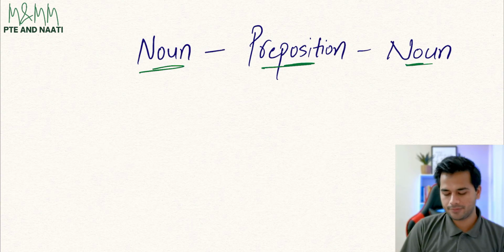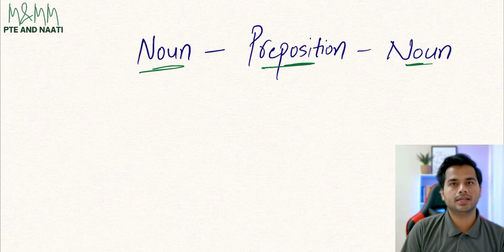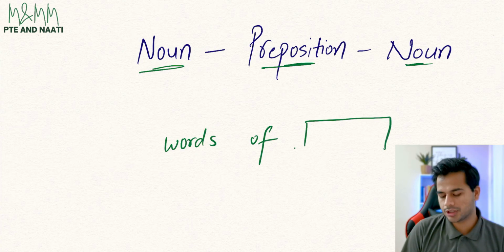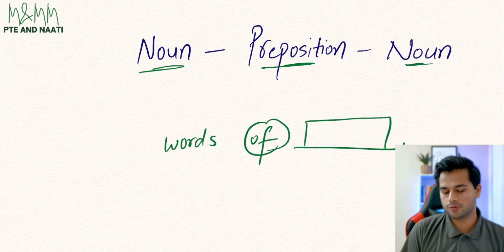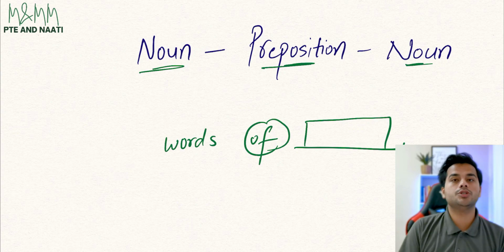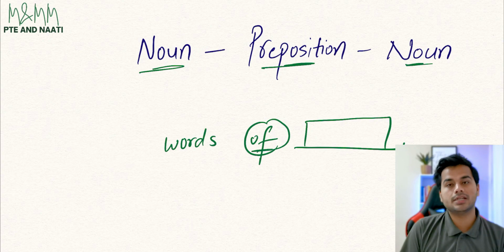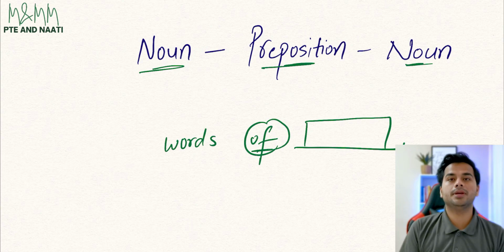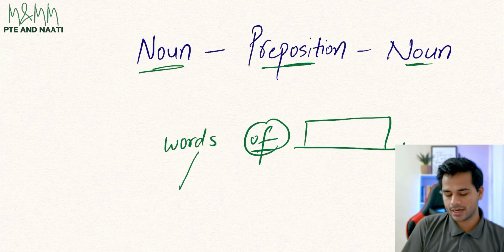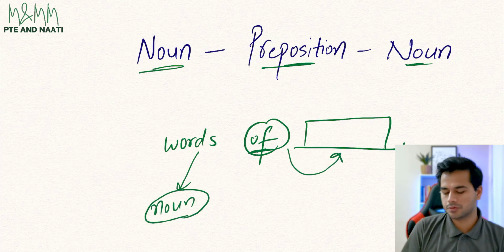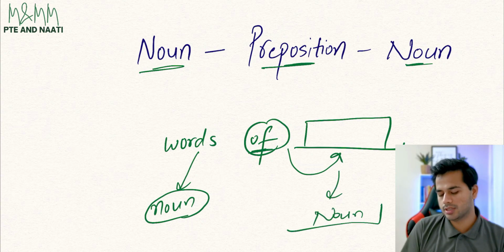Now the rule suggests that if you get noun preposition noun, something like that, let's say they say words of dash. Now we know that the word of is a preposition. Any word such as in, on, under, onto, into, of, for, at, all these words are prepositions. The rule suggests that if there is a preposition in between, and either side is a noun, the other side automatically becomes a noun as well. So if the left hand side of this preposition is a noun, the right hand side of the word of will automatically be a noun itself.